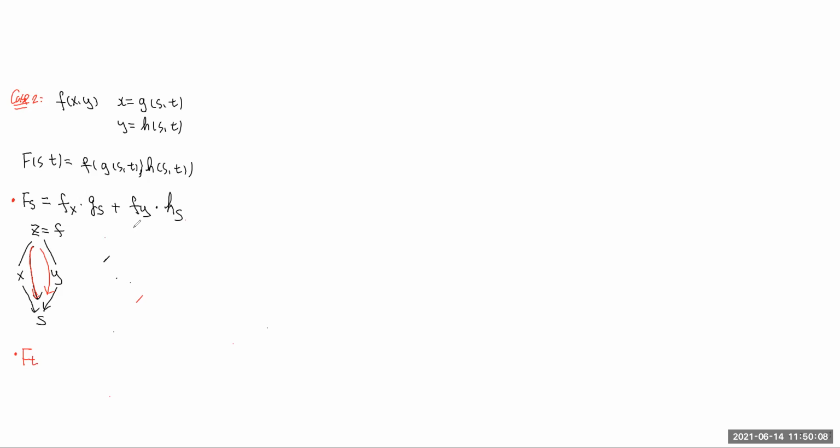We draw the same picture. z is f. We have x. This is y. This is t. So if you compute f_t, first you compute f_x and x_t, because this is g, this is h, this is f_x g_t plus f_y h_t. So this is the second type of chain rule. We only have two types of chain rule, right?